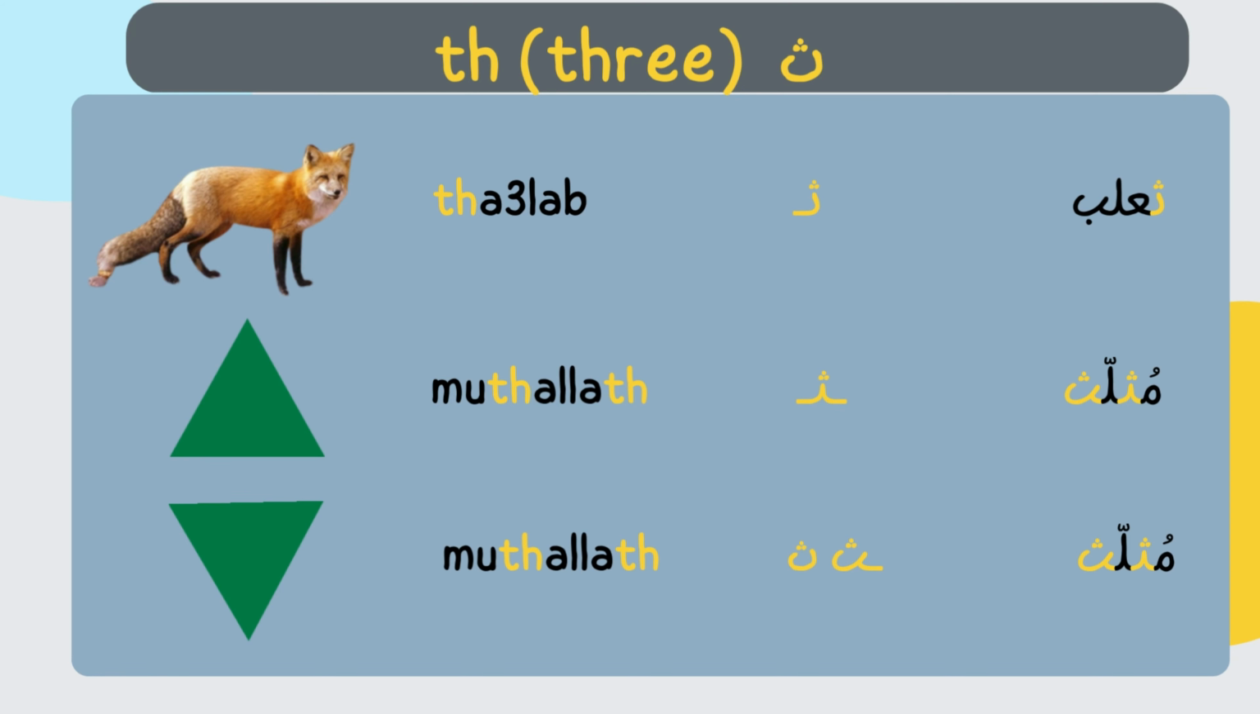In the first word, can you tell me which letters we're familiar with so far? That's right. Th and B. Th in the beginning and B in the end. What about the middle, the second word? Correct. We have the th in the middle and the th in the end. ثعلب means fox. مثلث is triangle.